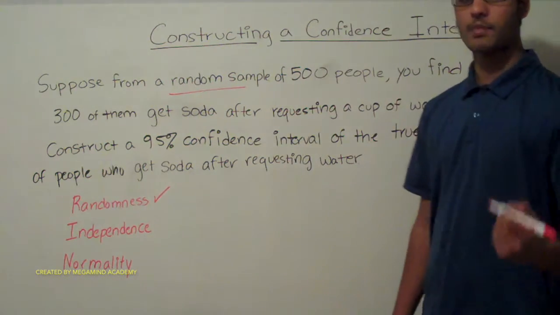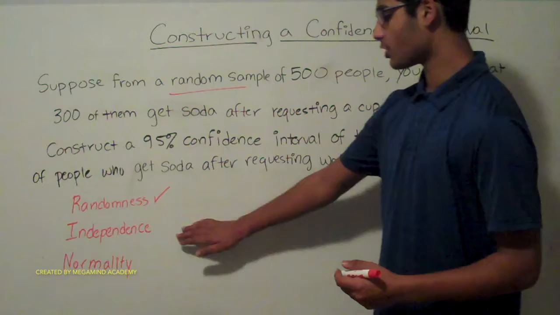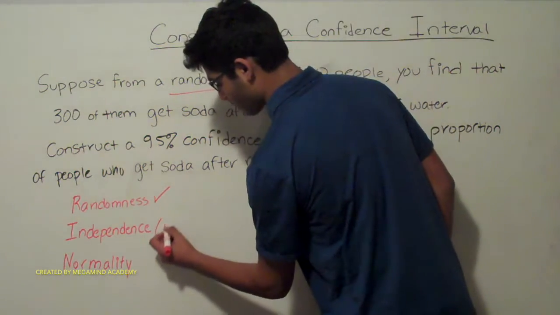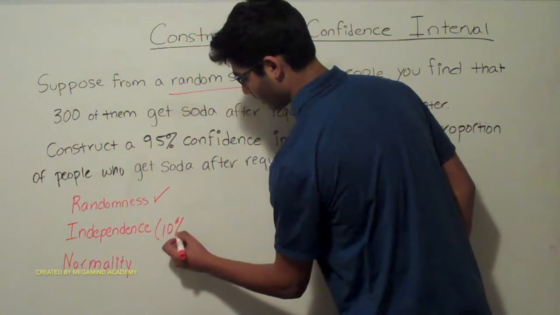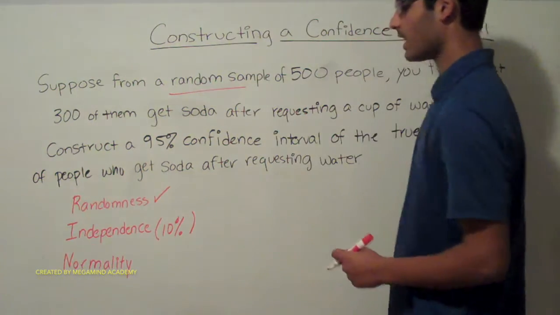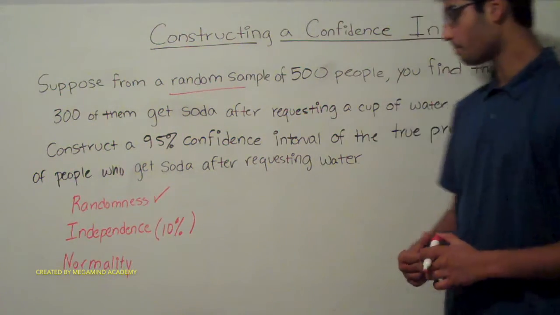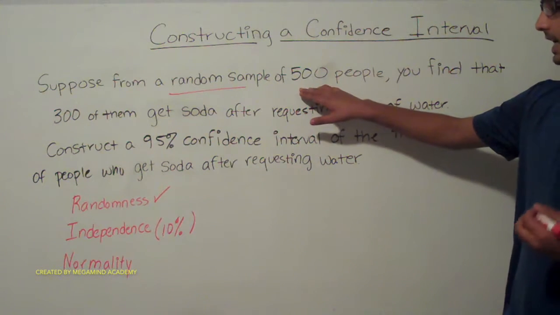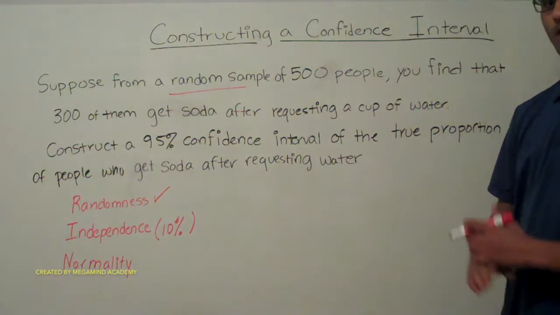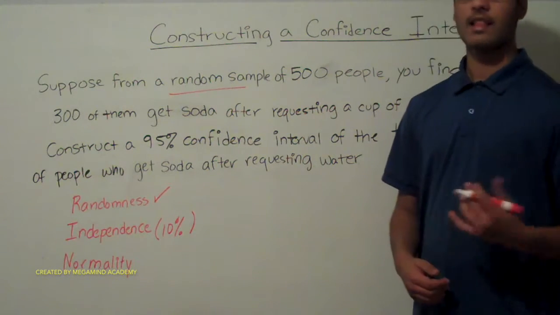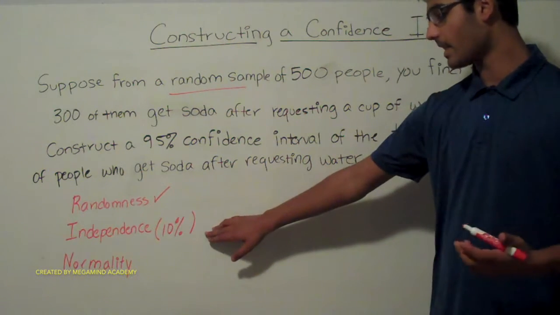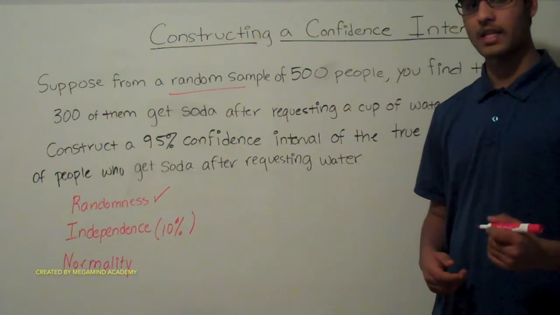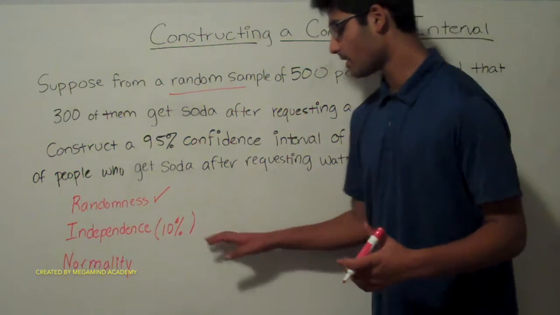How do we check independence? Well, independence is checked through the 10% rule. The 10% rule, let's write this down, 10%. The 10% rule states that if 500 is less than or equal to 10% of the total population, then this is independent. Or if you're selecting with replacement, then it's going to be independent.